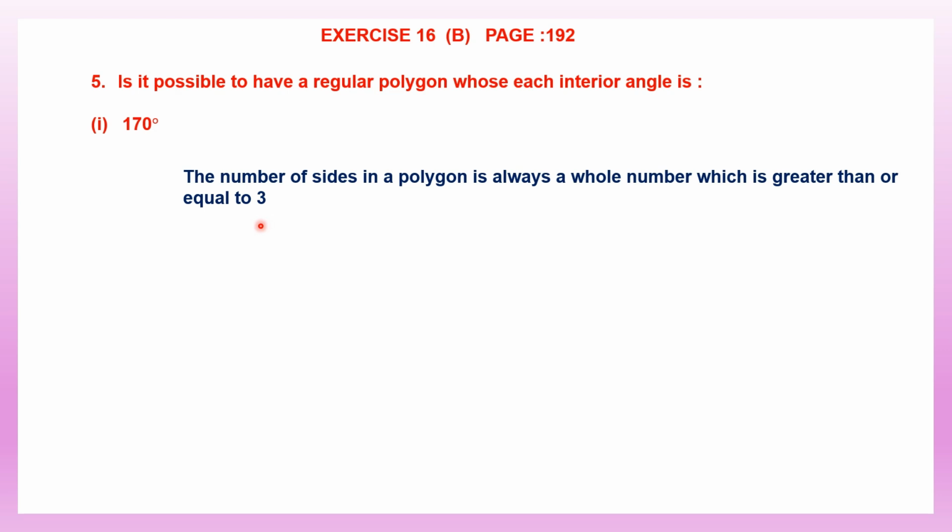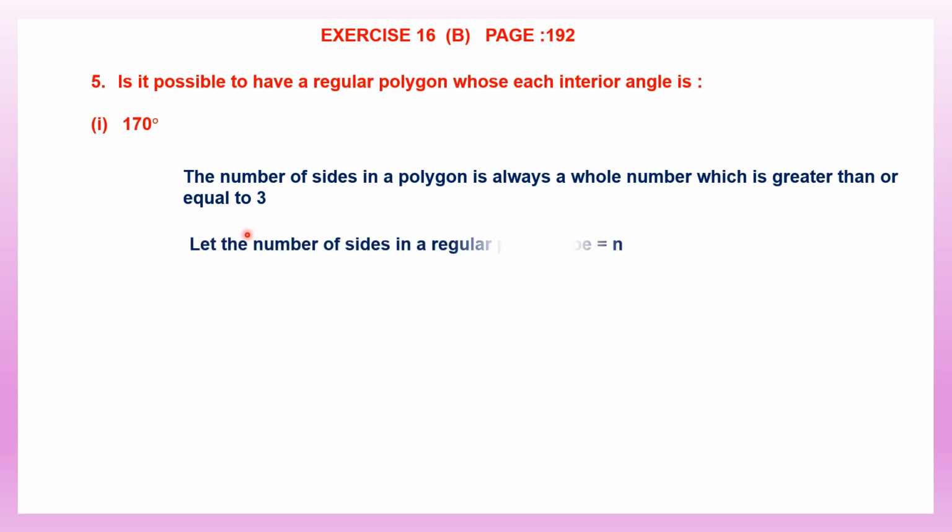Remember, a polygon is a closed figure bounded by line segments. If it has to be closed, it has to have at least 3 sides. Triangle, it has to have at least 3 sides. Only then can you close a polygon. Can it be a closed figure? So this is the first point to keep in mind.